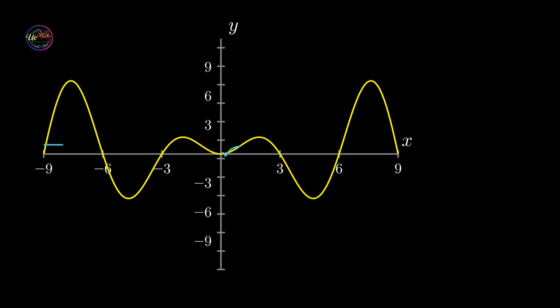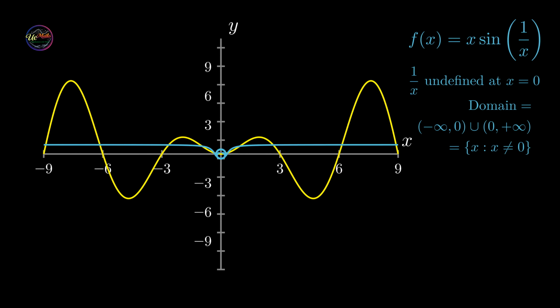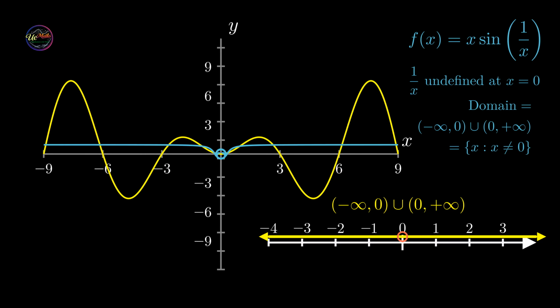The blue curve shows f of x equals x times sine of 1 over x. The expression 1 over x requires x to be non-zero, because division by 0 is undefined. The sine function is defined for all real numbers. So sine of 1 over x is defined for all x not equal to 0. Therefore the domain is all real numbers except x equals 0. Domain equals the union of the open interval from negative infinity to 0 and the open interval from 0 to positive infinity.